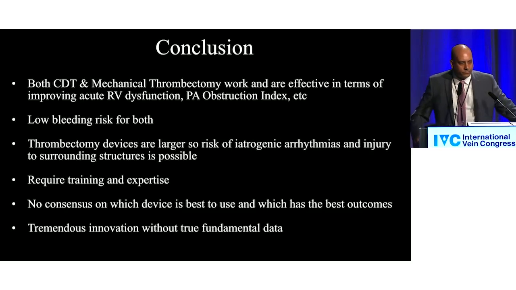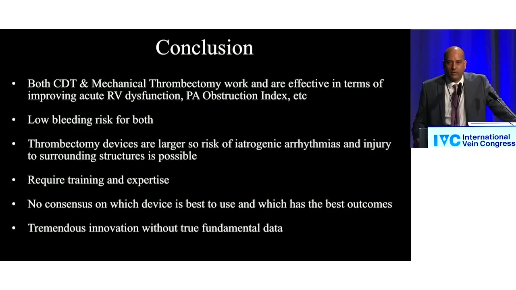So in conclusion, both CDT and mechanical thrombectomy work. We know they're both effective in improving acute RV dysfunction, PA obstruction index, etc. They both have a relatively low bleeding risk in experienced hands. Thrombectomy devices are larger, so we know the risk of arrhythmias and damaging the valves and the chordae tendineae and so forth is higher. Obviously, training and expertise, like Tim was saying, is the most important thing in these cases. Having a team that you can discuss whether somebody needs intervention or not is important. There's really no consensus on which device is best and which one has the best outcomes at this point, and that's what we need. And like many say, there's tremendous innovation without really true fundamental data.